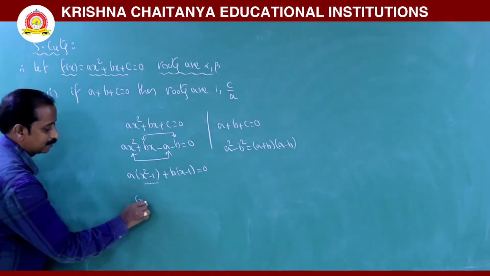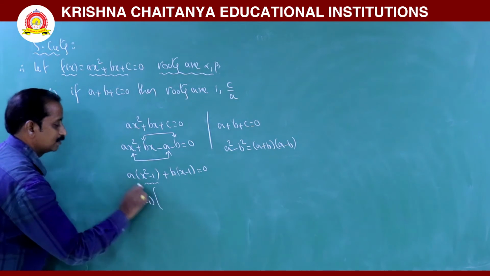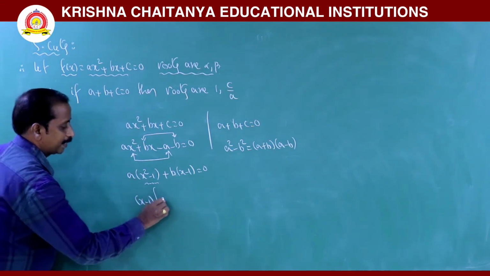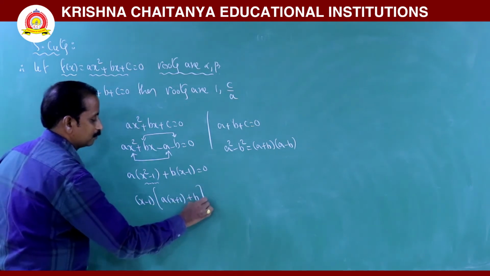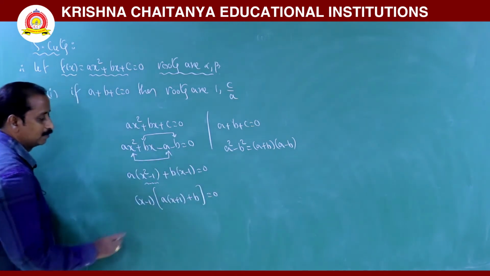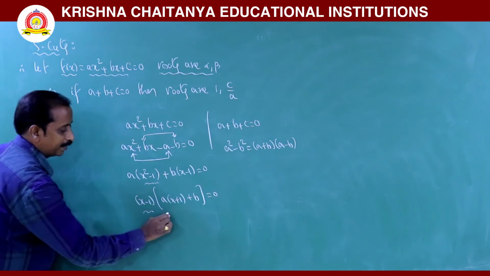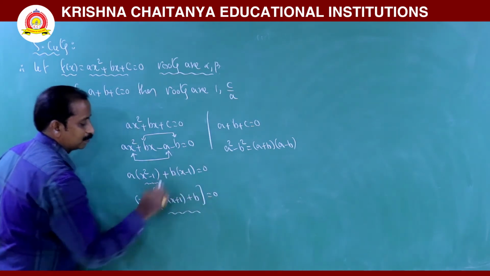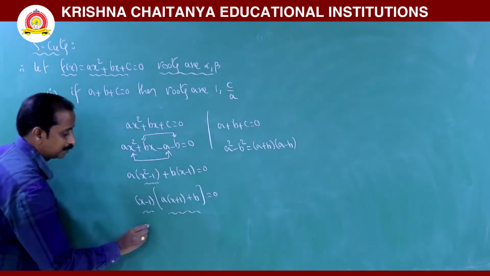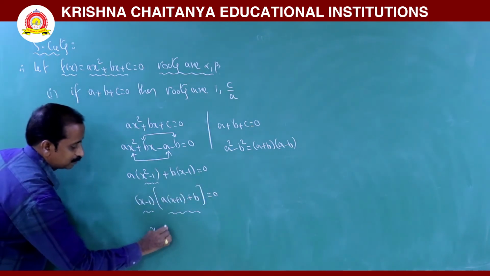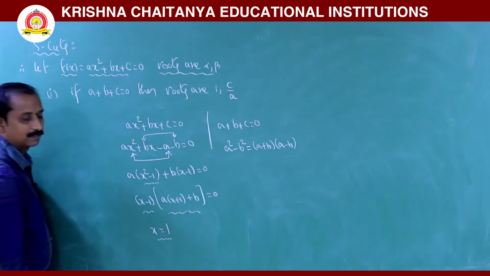So, when x minus 1 is common, what is remaining in the first step? a times of x plus 1 plus b is equal to 0. Now, again it is in the form a into b is equal to 0. So, either a is equal to 0 or b is equal to 0. So, x minus 1 is equal to 0. So, x is equal to 1.